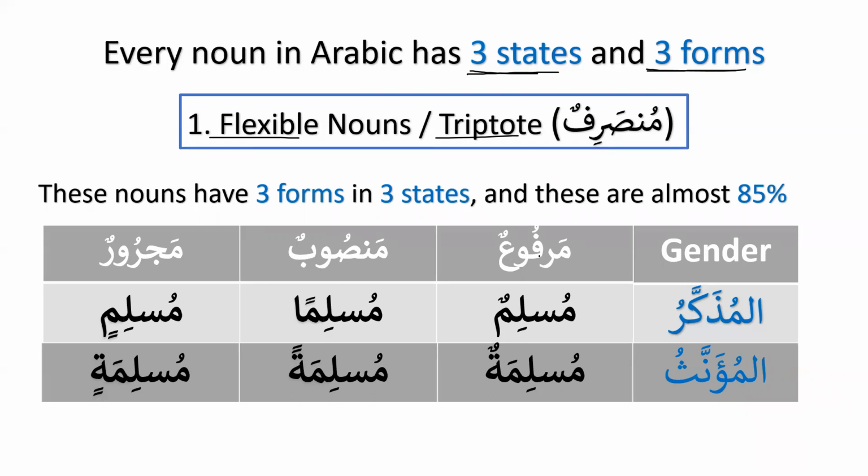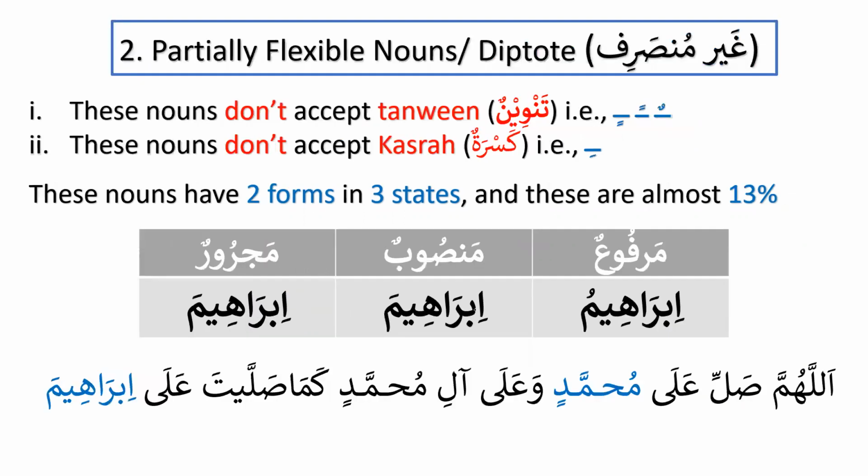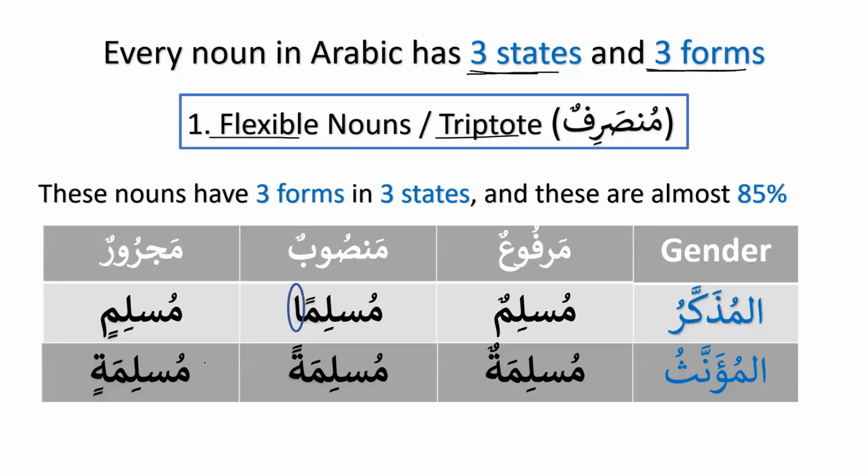Why do we call them flexible nouns? Because in the 3 states they have 3 different endings. For example, Muslimun, the masculine, will have dhammatan when it is marfu', fathatan when it is mansub, and after that we always add alif, and kasratan when it is majroor, as we can see here, muslimin. When we talk about the feminine, marfu' will be muslimatun and mansub will be muslimatan. However, after ta marbuta we do not add alif. This alif is added if a noun does not have ta marbuta. So here alif is not added, and then we have muslimatin. We call these nouns munsarif, or flexible nouns.